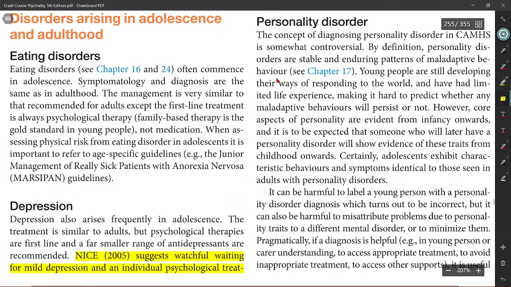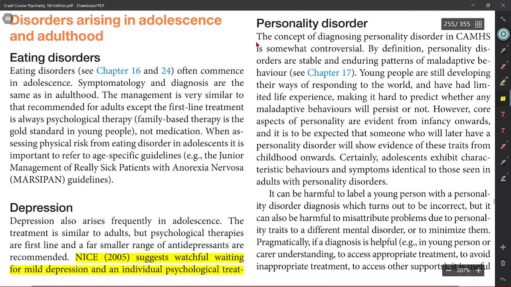Personality disorder. The concept of diagnosing personality disorder in CAMHS is somewhat controversial. By definition, personality disorders are stable and enduring patterns of maladaptive behavior. Young people are still developing their way of responding to the world and have had limited life experience, making it hard to predict whether any maladaptive behavior will persist or not. However, core aspects of personality are evident from infancy onwards, and it is to be expected that someone who will later have a personality disorder will show evidence of these traits from childhood onwards. Certainly, adolescents exhibit characteristic behaviors and symptoms identical to those seen in adults with personality disorders.